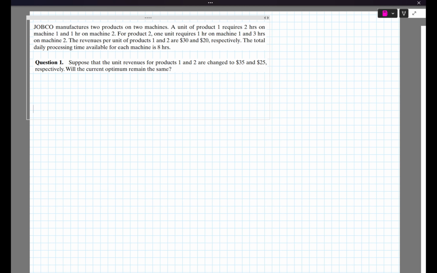Okay, so the objective will be to maximize the revenue, right? So let's say product 1 has x1 units and product 2 has x2 units. And you have to maximize 30x1 plus 20x2.